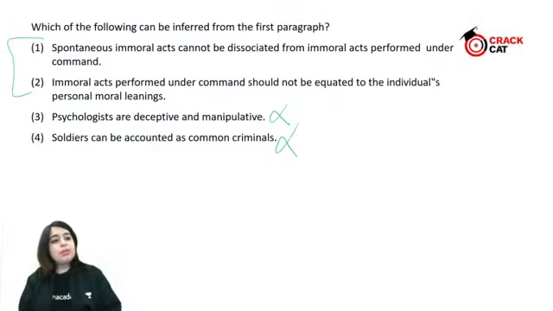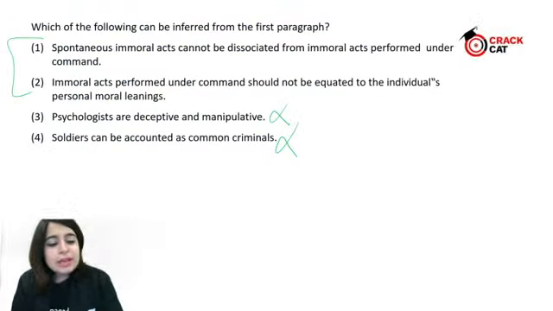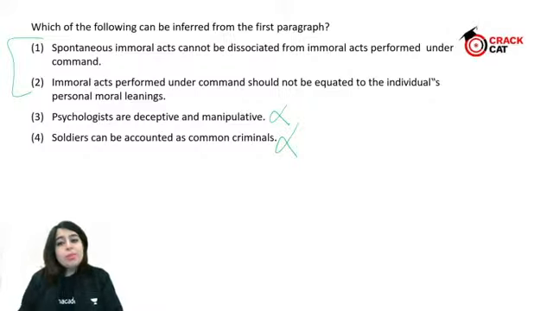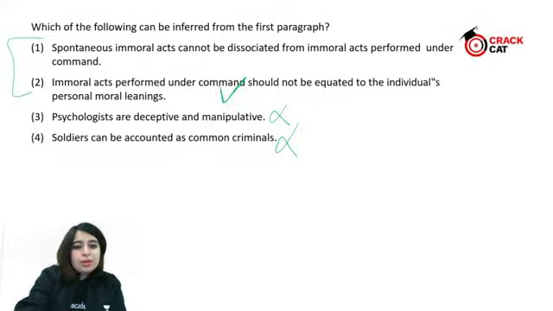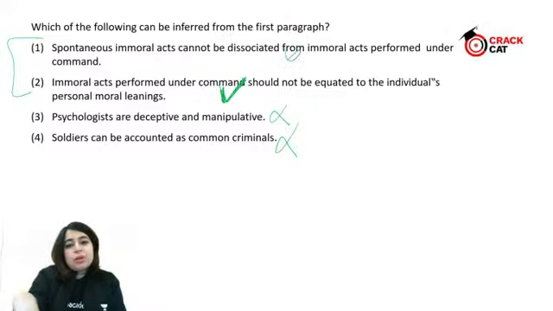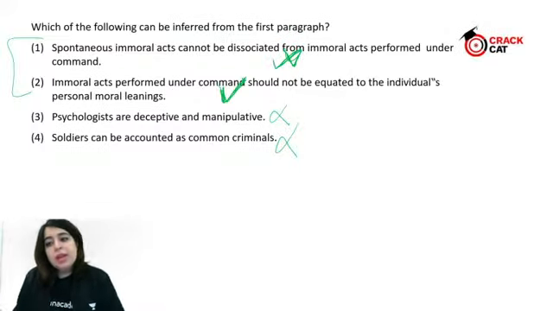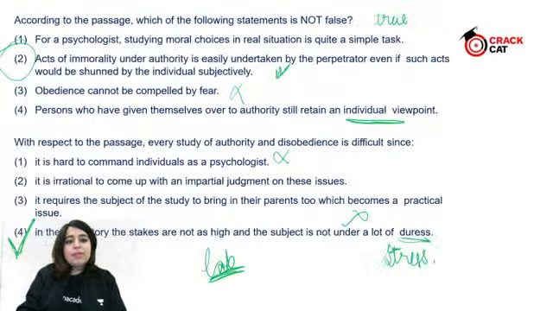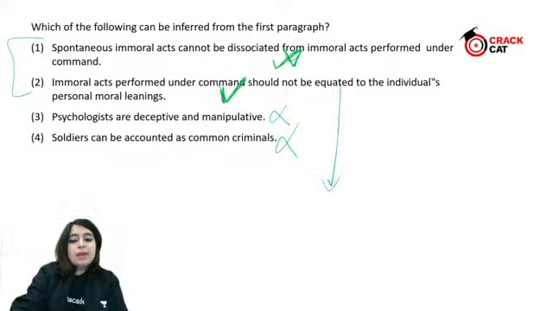Now let's come back to the options here. Spontaneous immoral acts cannot be dissociated from immoral acts performed under command, or immoral acts performed under command should not be equated to the person's personal moral leanings. I think we'll go for the second one. Yes, that is what the author is trying to indicate, not the first one. The first one has been disrupted from the main viewpoint of the author, and this is just a mere paraphrasing of the first paragraph here.